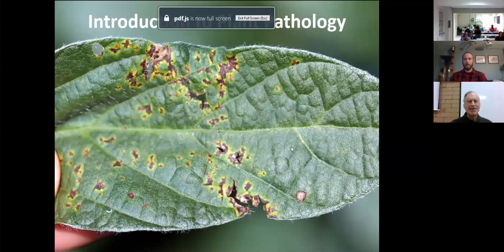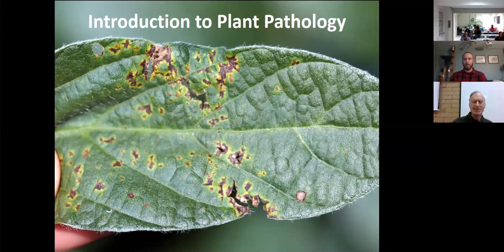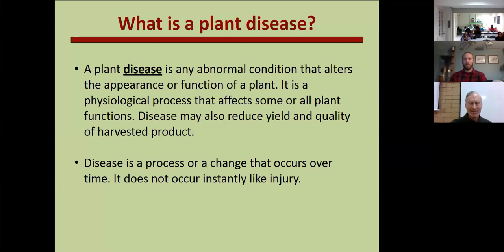So this is a general introduction to plant pathology, which is the study of diseases in plants. This leaf is obviously diseased. This slideshow is put together by the University of Iowa, and so it mainly features two crops that are abundant in Iowa, the soybeans and corn, maize, but the general principles apply to other plants as well.